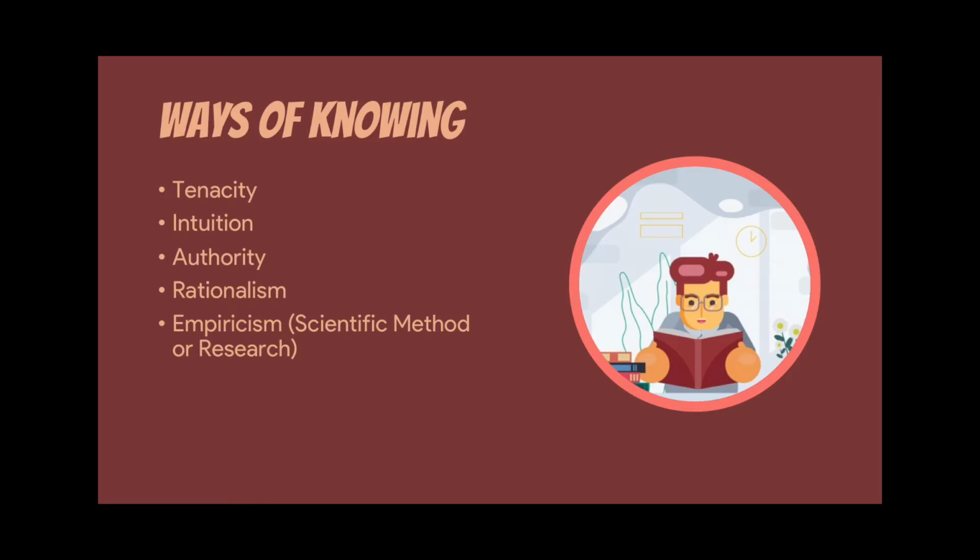Now, what are the different ways of knowing or methods of acquiring knowledge? Methods of acquiring knowledge or ways of knowing are the ways in which a person can know things or discover answers to questions. The first method of acquiring knowledge or way of knowing is tenacity. The method of tenacity involves holding on to ideas and beliefs simply because they have been accepted as facts for a long time or because of superstition.